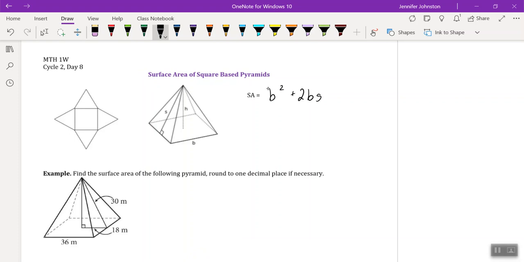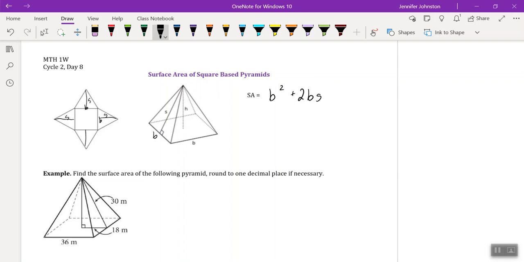So b squared is the base. We can see here's the base and here's the base. If we did length times width to get the base, it'd be b times b, which is b squared. And then how is it only 2bs? Okay, so we can see that s is our slant height, so that's going to be the height, not in the very center, but along the sides of the triangles. That, and that is all s.